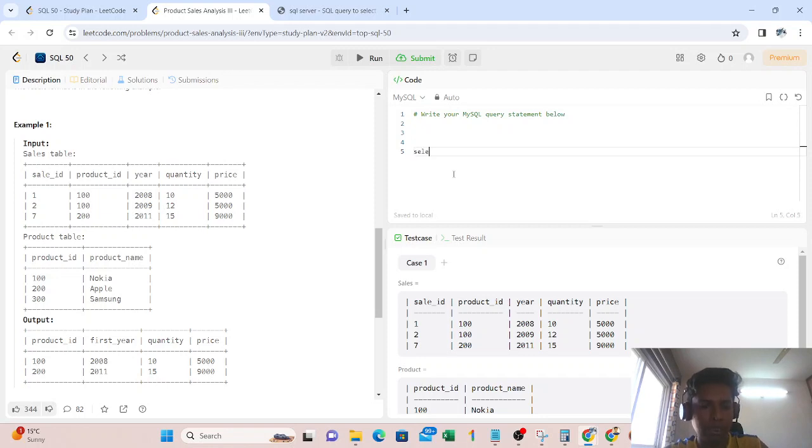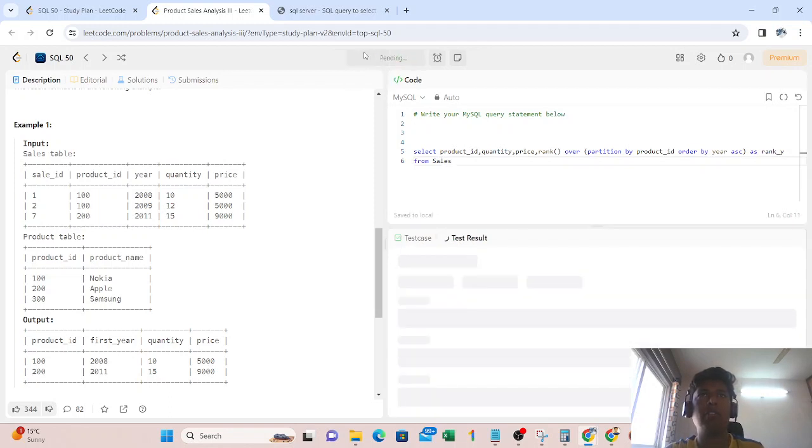So you can do select whatever is asked: product ID, quantity, price, comma rank over partition by, as we talked, product ID and order by year ascending, as rank_y, from sales. Let us run this and see what output we get.